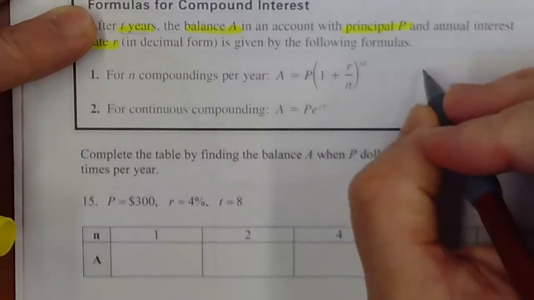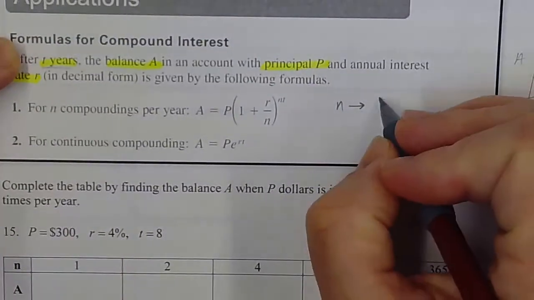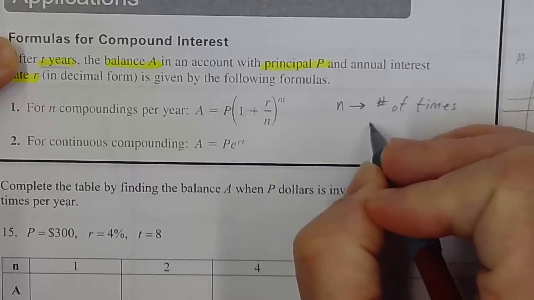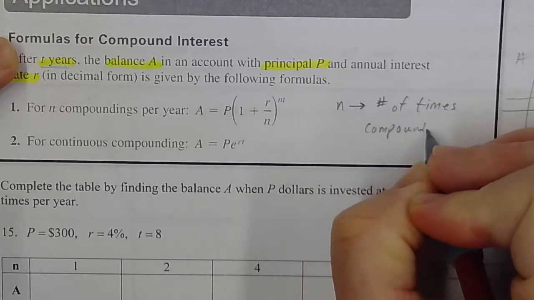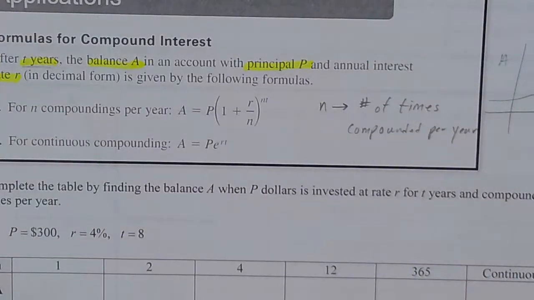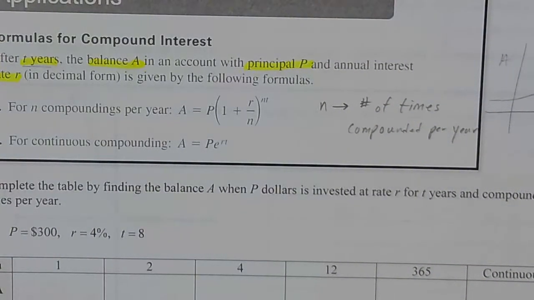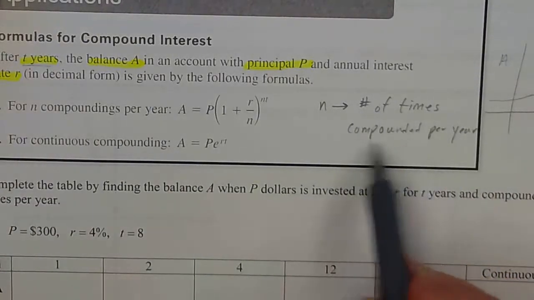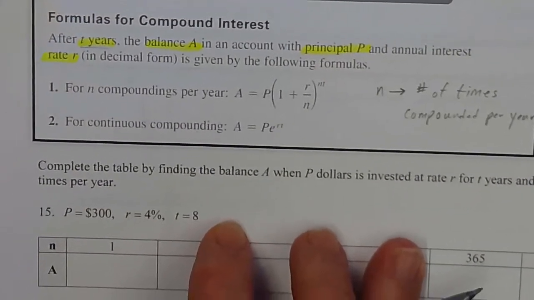We should probably write it up here. So N is the number of times it's compounded per year. Basically, banks and investments give you options. They can compound or calculate the interest every month, maybe quarterly, which means every 3 months. They can change the number of times that they calculate the interest. It's usually to your advantage if you're the person doing the investment. But that's the idea of the number of times compounded per year.